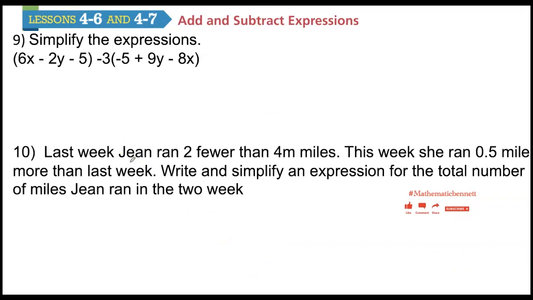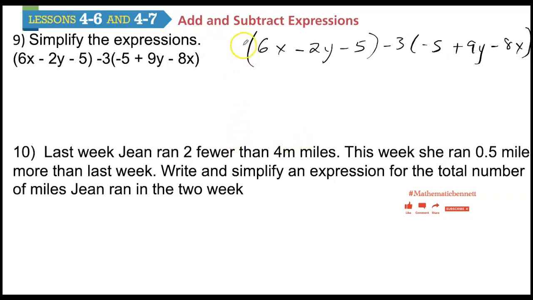For chapter 6 and 7, we add and subtract expressions. So simplify the expression. We have 6x minus 2y minus 5 minus 3 times (-5 plus 9y minus 8x). Okay, so we have to see that there's an invisible one right there.